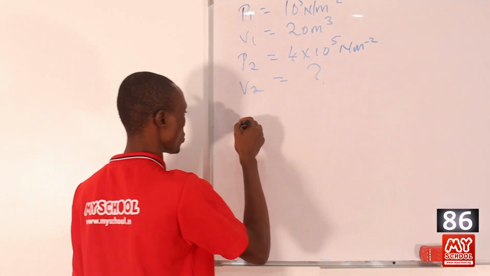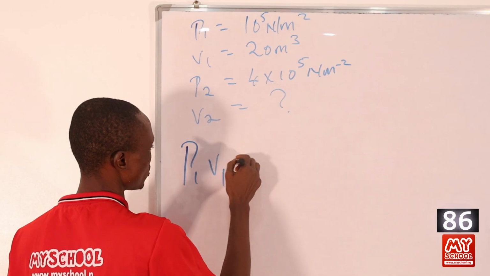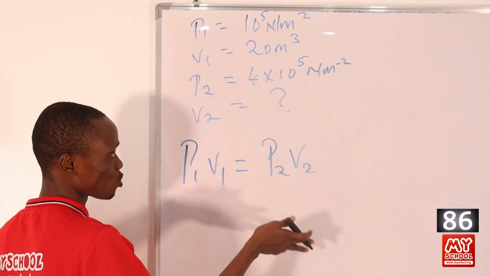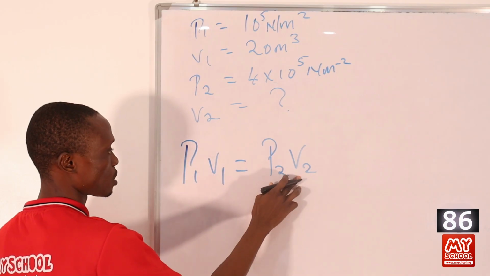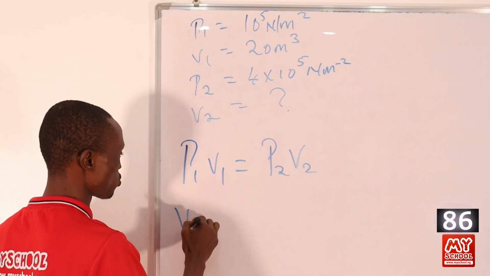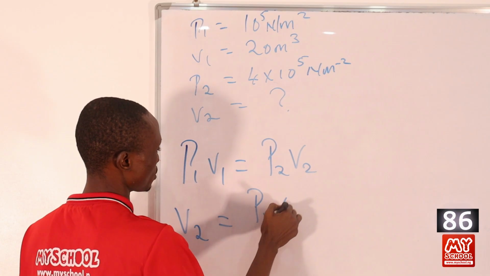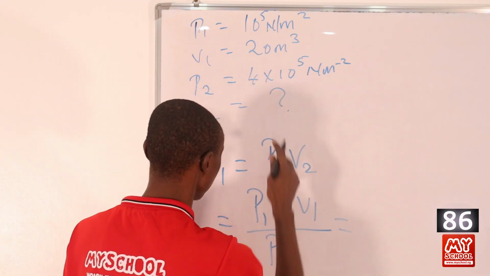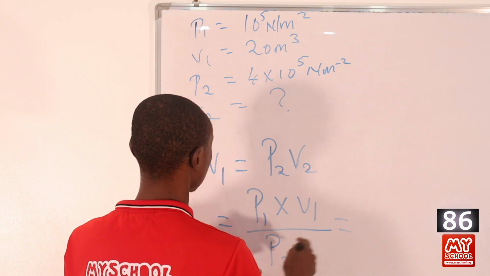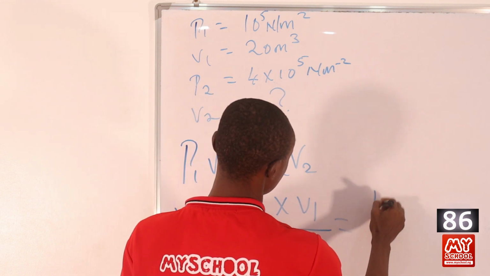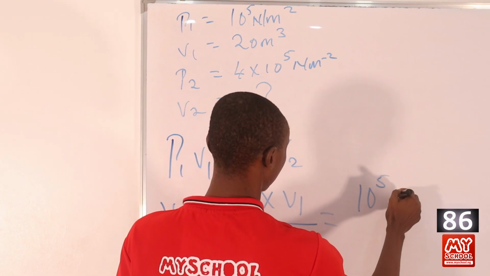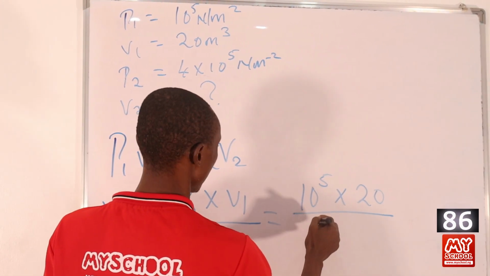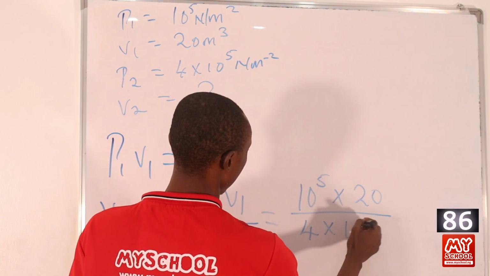From Boyle's law, we know that P1 V1 is equal to P2 V2. Based on the data given to us, we are looking for V2, so we make it the subject of the formula. V2 is equal to P1 times V1 divided by P2. Let's substitute the values given to us for each of these variables. P1 is 10 raised to power 5, then times V1, which is 20, then divided by P2, which is 4 times 10 raised to power 5.